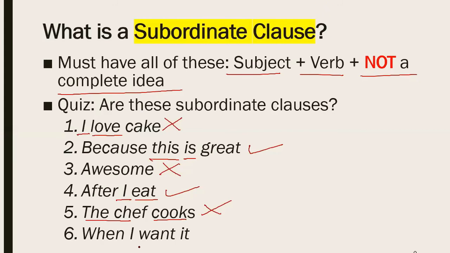When I want it. So I is the subject, want is the verb. When I want it, what? What's gonna happen? So this is not a complete idea, so it is a subordinate clause.